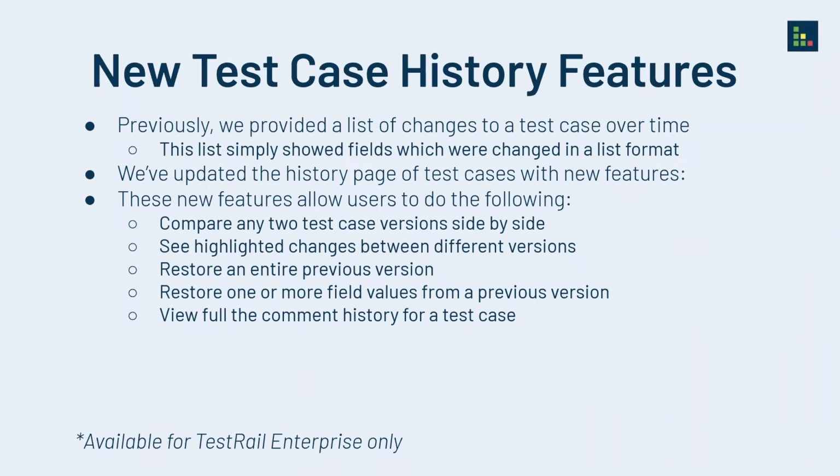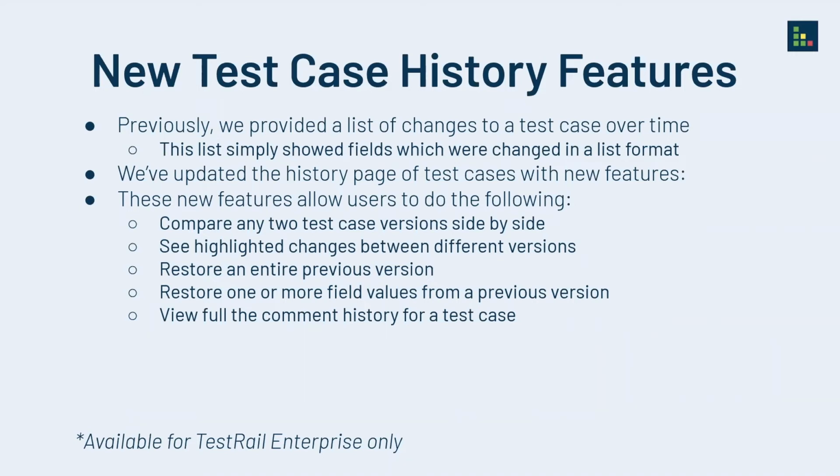So instead of just seeing a couple of fields that have changed, you can choose two versions to compare and see highlighted differences in the same screen. This gives you the option to restore an entire previous version. So instead of needing to copy and paste your changes back into your test case, if you want to revert some changes, you can just quickly restore a previous test case version and undo some changes that may have broken some of your tests or caused other issues.